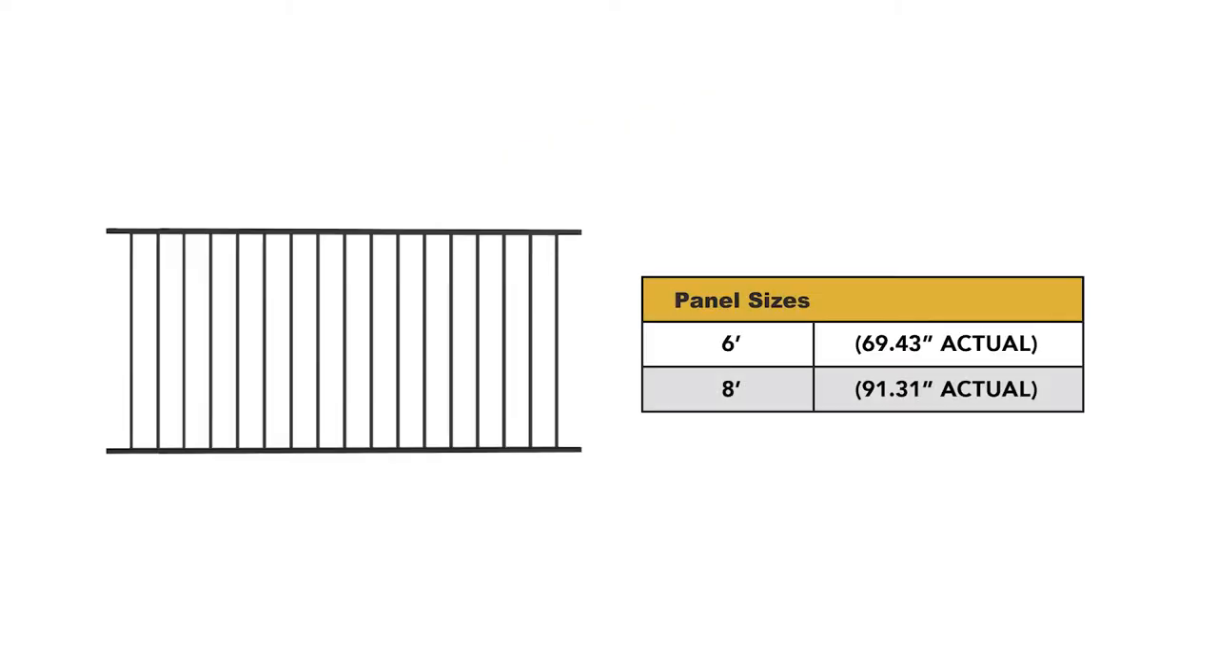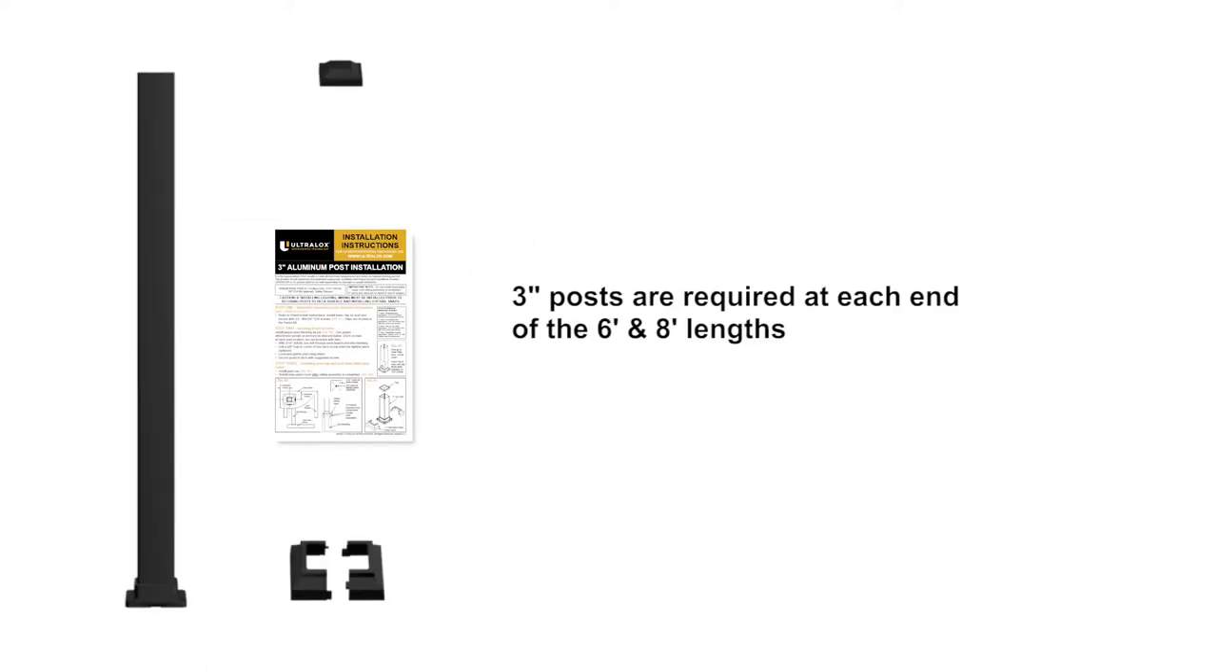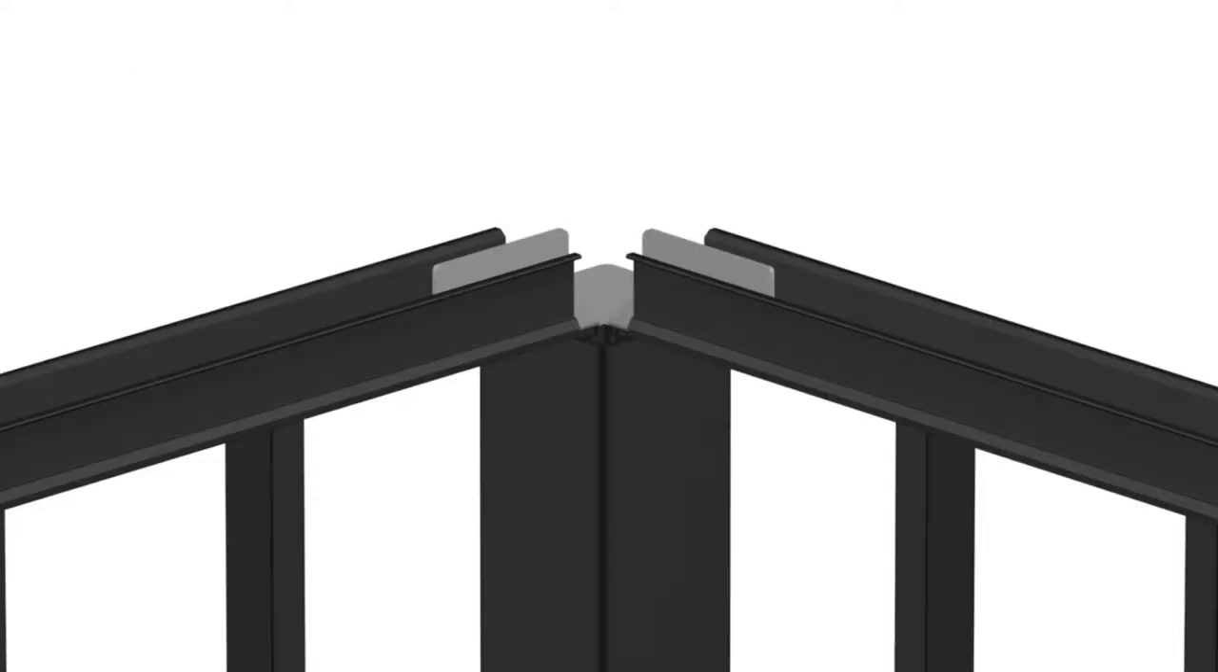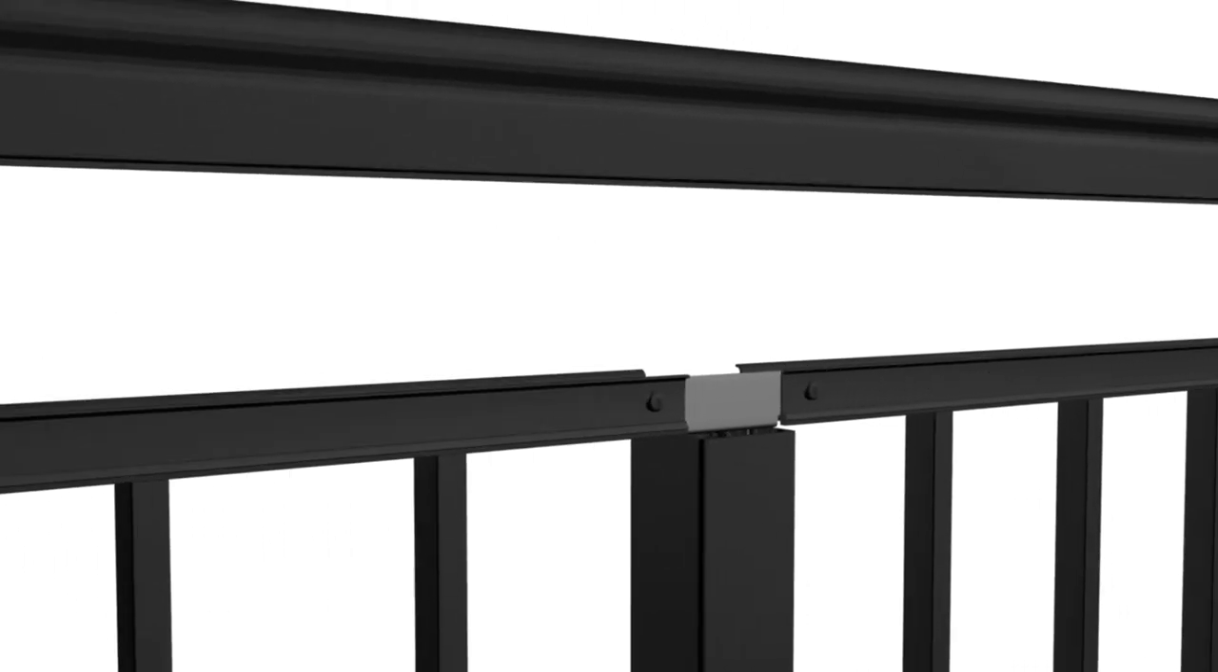Important notes: actual picket panel sizes, 6-foot panels equal 69.43 inches, 8-foot panels equal 91.31 inches. 3-inch posts are required at each end of the 6-foot and 8-foot lengths, unless you are using miter connection brackets on the corners of your deck. 2-inch posts are used between the 3-inch posts to support your continuous handrail.